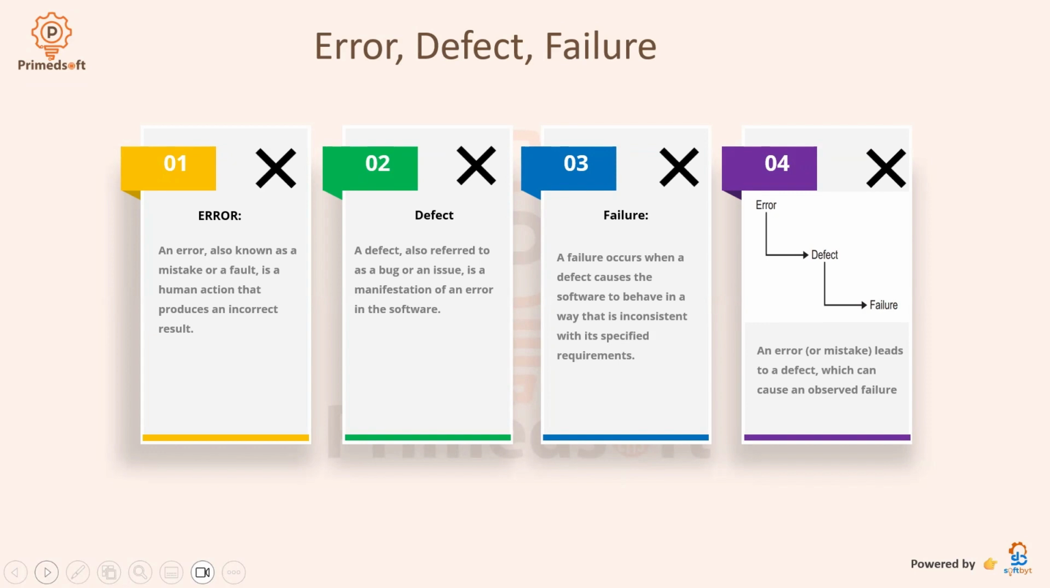Now let's look at what a defect is. A defect, also referred to as a bug or an issue, is a manifestation of an error in the software.